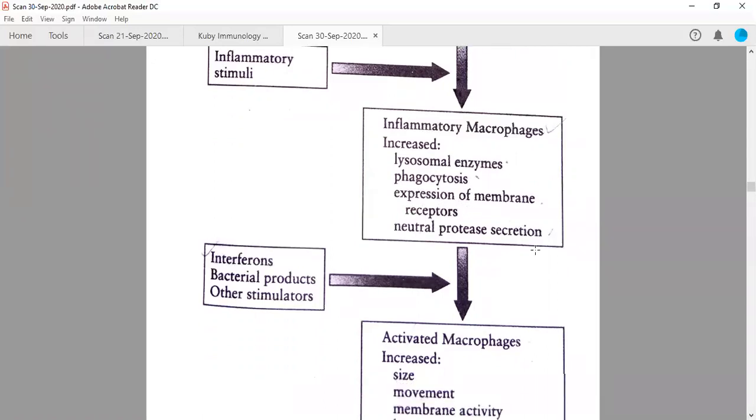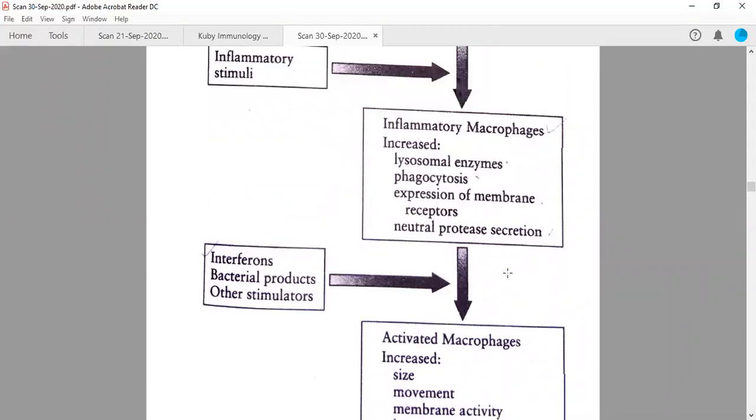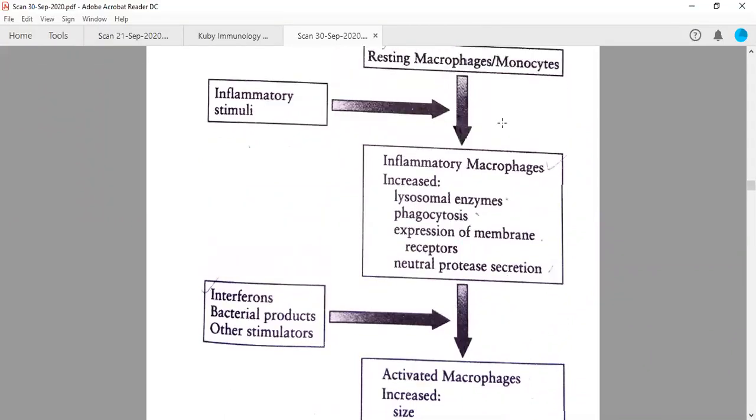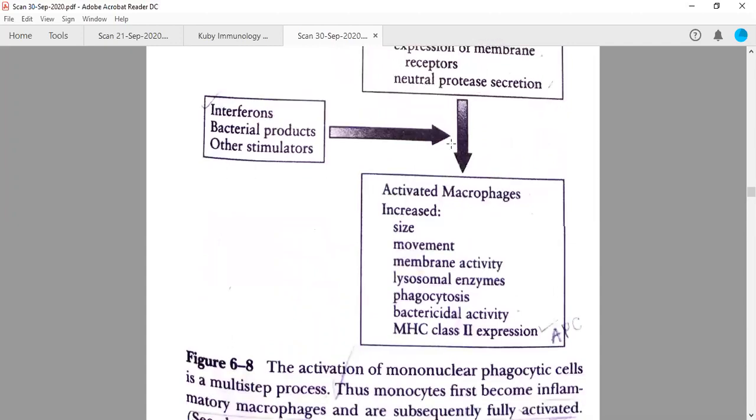So they will secrete some proteins. Proteases are enzymes which are responsible for protein degradation, right? So it has been seen that protease secretion is also increased. So first of all, the resting macrophage or monocyte is converted into an inflammatory macrophage. Finally, this inflammatory macrophage will be converted into an activated macrophage.